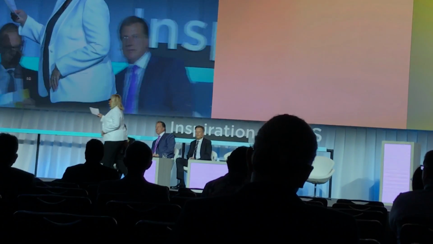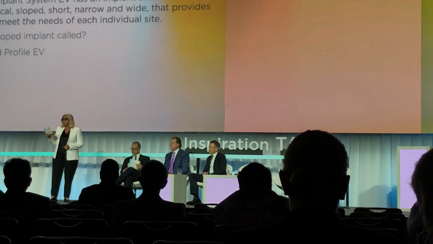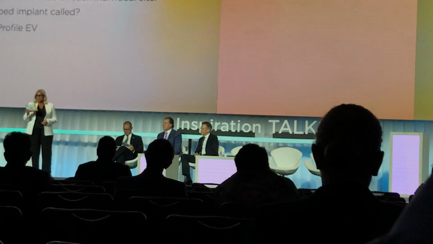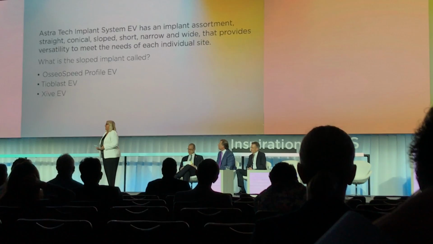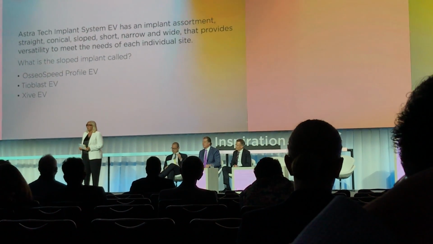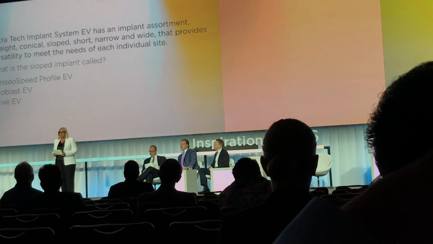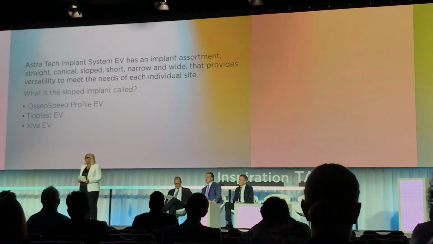Yeah, we have a lot of questions from the audience, but I also have the third and last question for you. So the last question is like this. Astra Tech Implant System EV has an implant assortment: straight, conical, sloped, short, narrow and wide, that provides versatility to meet the needs of each individual site. So what is the sloped implant called? Is it OsseoSpeed Profile EV? Is it TiOblast EV or Sive EV?